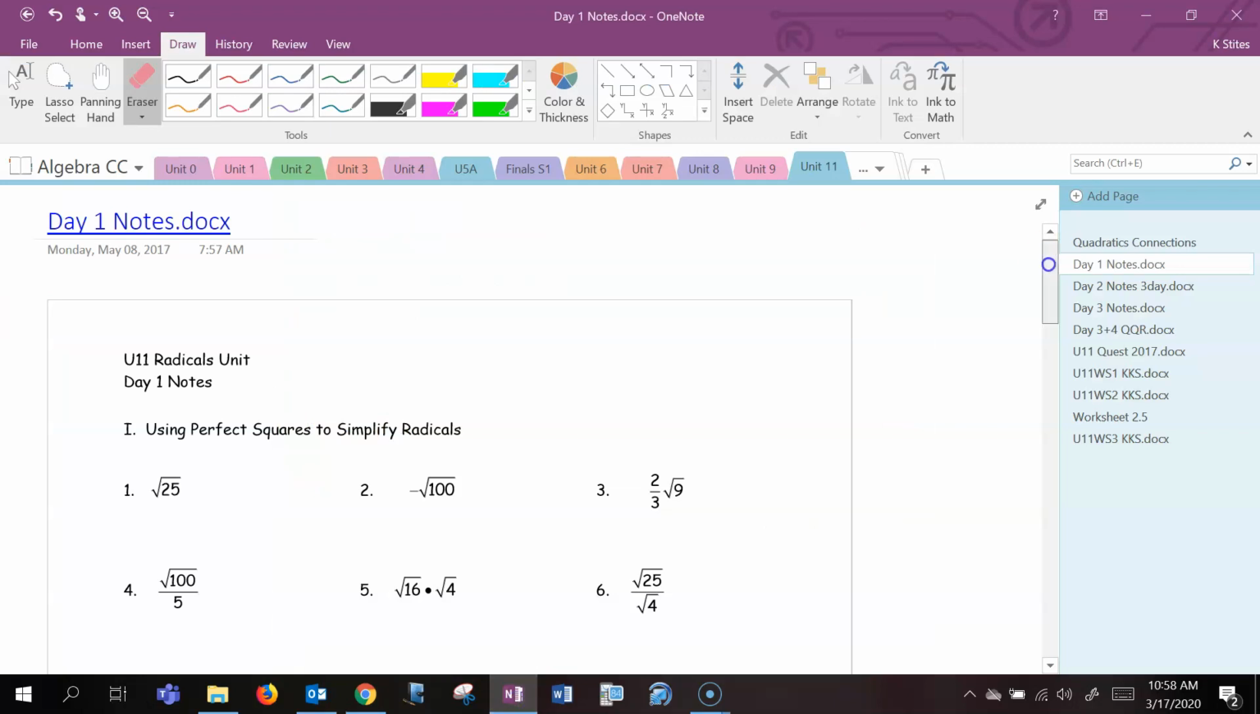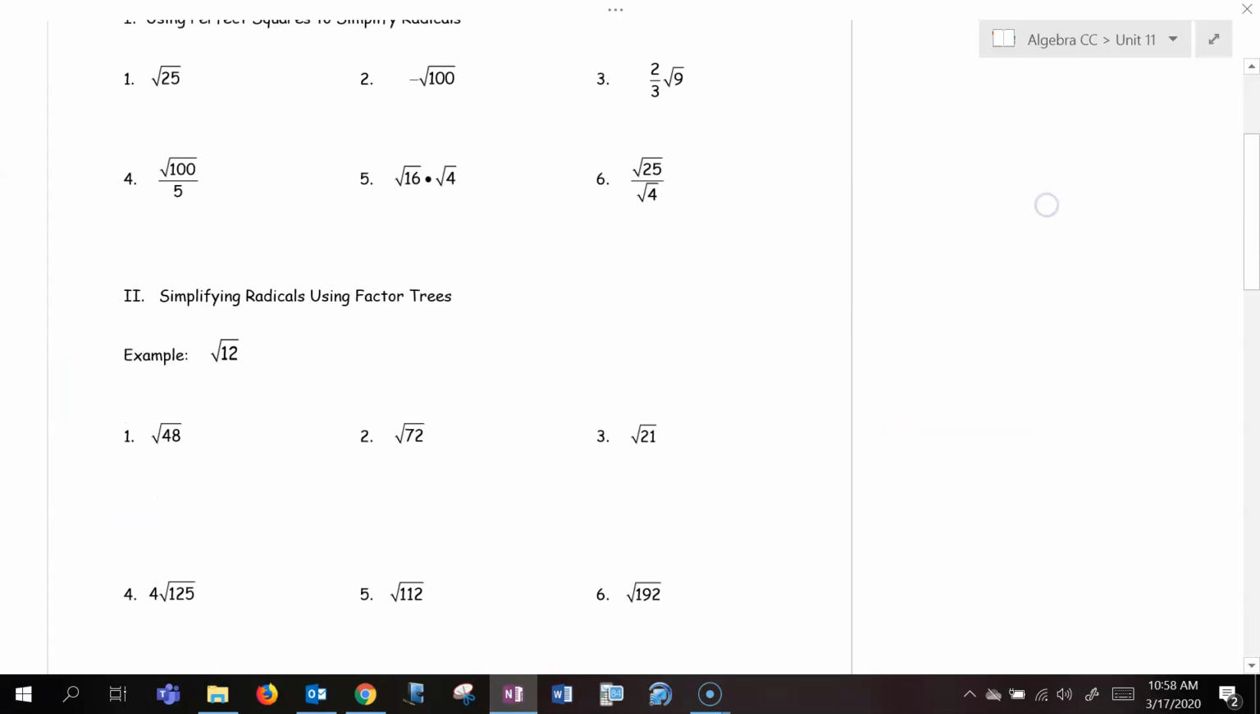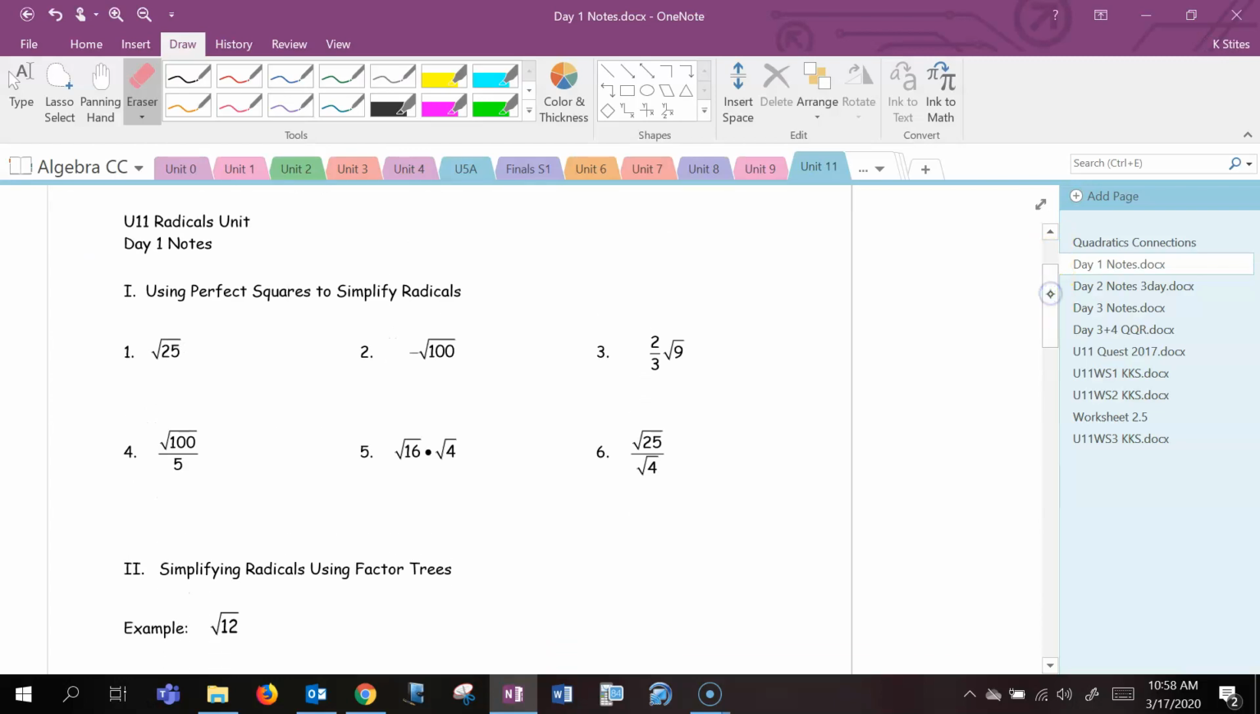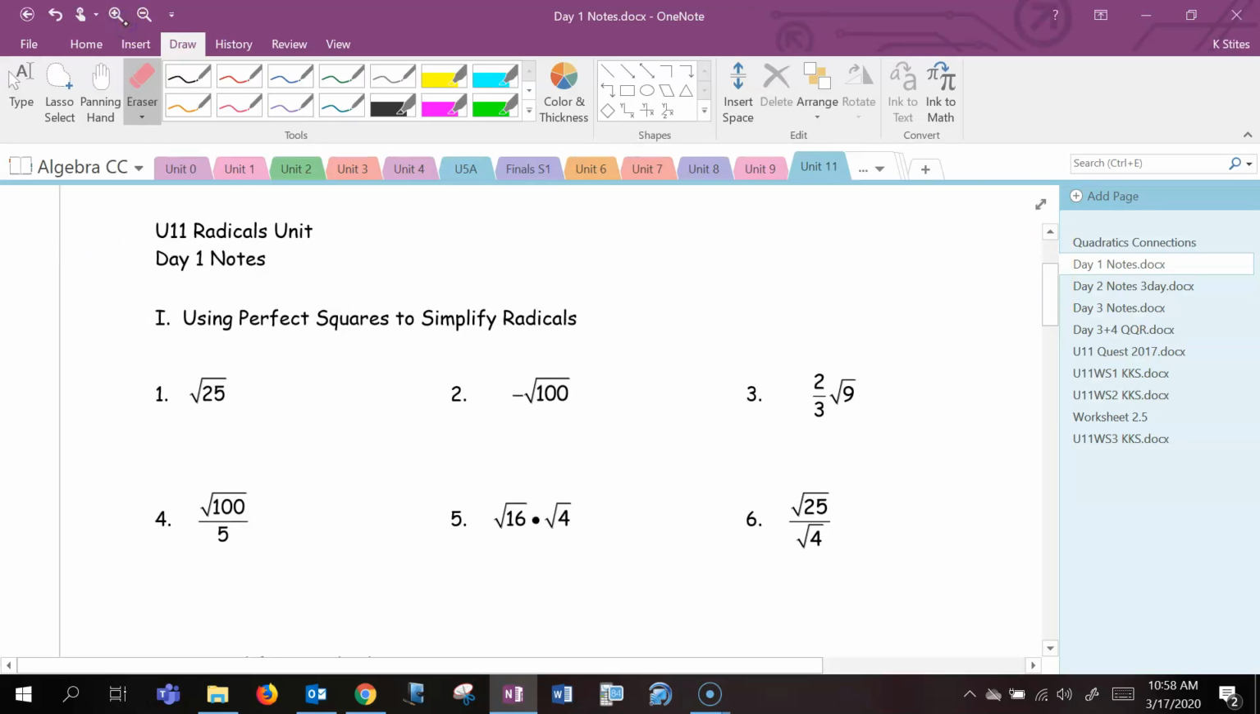So we're going to start by reminding you of how perfect squares work. Remember, perfect squares are ones you should have memorized. They do not require a factor tree, and they do not have a root when we're done. So square root of 25, we should just be able to look at that and know that it's 5. Square root of 100, we should be able to look at that and know that it's a 10, but this time with a negative out front. 2/3 root 9. Well, start with your root 9. Root 9 is just 3. And then we'll do 3 times 2/3. 2 times 3 is 6, divided by 3 is 2.